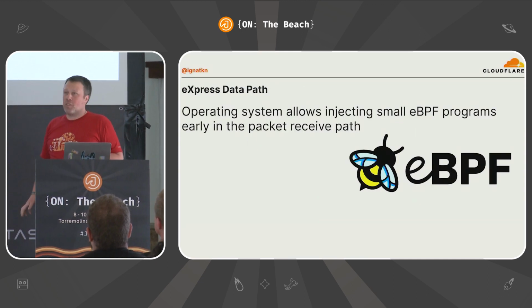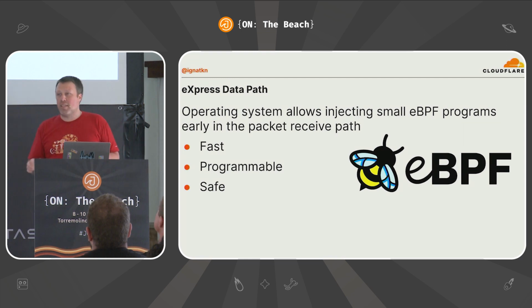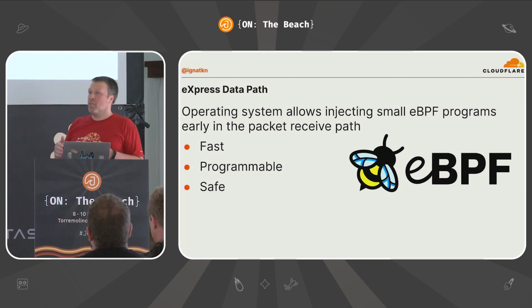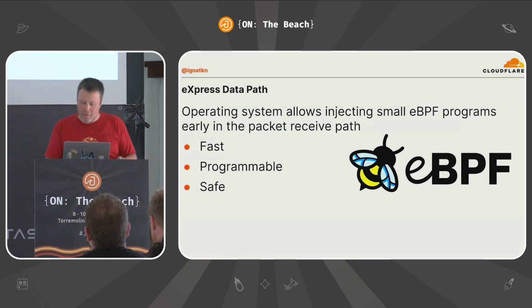So in Cloudflare, we utilized an open source technology, which is quite popular these days, called Express Data Path. It's based on eBPF. Who heard about eBPF? It's a hot topic in Kubernetes. Basically, because it's based on eBPF, it's fast, it's programmable, and it's kind of safe. You can write these BPF programs which run in the kernel context, and there is no risk they will crash your system if they're invalid.